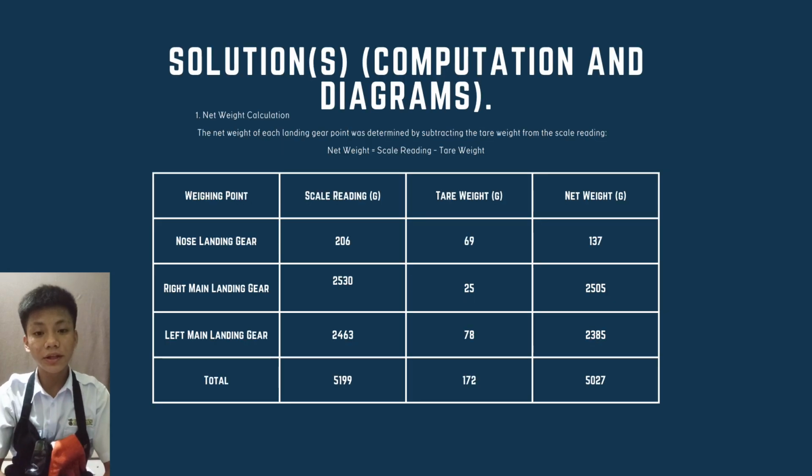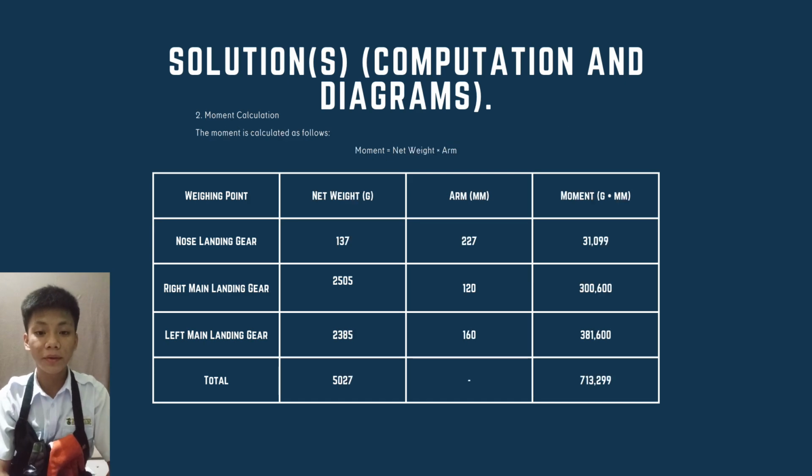For the solution and computations, number 1, net weight calculation. The net weight of each landing gear was determined by subtracting the tare weight from the scale reading. Example, net weight equals scale reading minus tare weight. Number 2, moment calculation. The moment was calculated using this formula: moment equals net weight multiplied by arm.